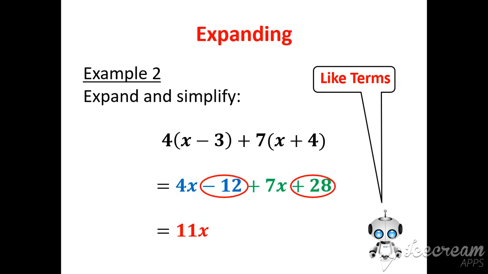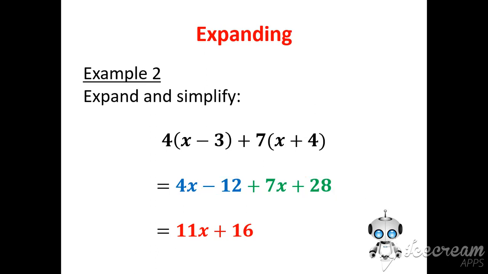And we have these like terms, the numbers negative 12 plus 28. So we can see that negative 12 plus 28 makes positive 16. Think of your integer skills, negative 12 plus 28 makes positive 16. So our final answer is 11x plus 16. And we can't simplify those two because they are unlike.